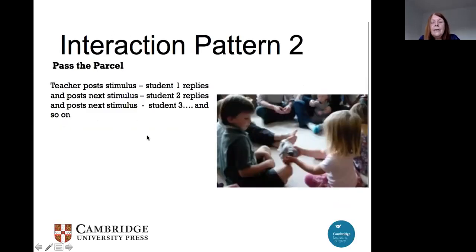Okay. So that interaction pattern I call pass the parcel. It works like this. The teacher posts a stimulus, student 1 replies and posts the next stimulus. So student 1 replies, "but you can only", and then posts the next stimulus. Student 2 replies and posts the next stimulus, and student 3 replies, and so on. So it's a bit like kids at a party, passing the parcel. You take the wrapper off and then pass it on.